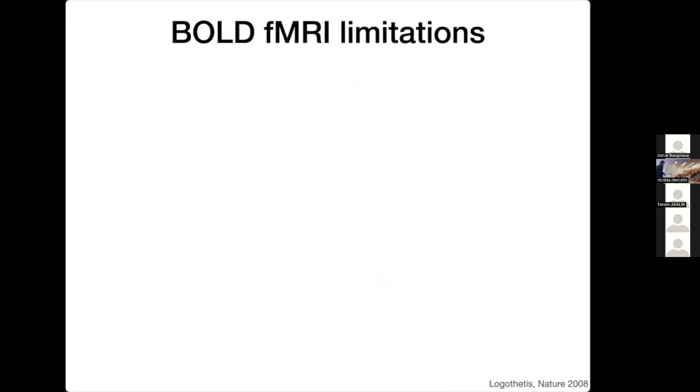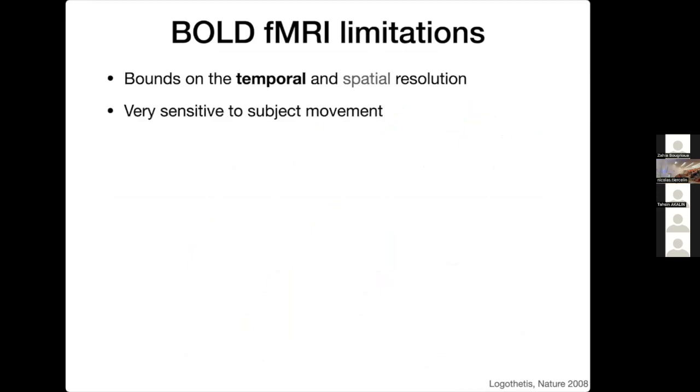This technique has limitations, of course. First, there are bounds on the temporal and spatial resolution. Temporal, it's evident. You saw the function from before, it lasts several seconds. And spatial resolution, it's because it's a vascular mechanism, not a neuronal mechanism. It's also very sensitive to subject movement, which makes some analysis difficult. And it requires a very complex analysis and statistical pipeline, right?